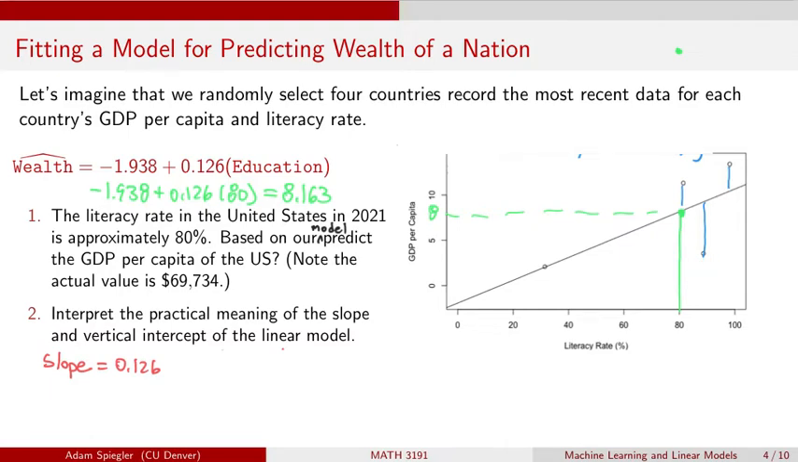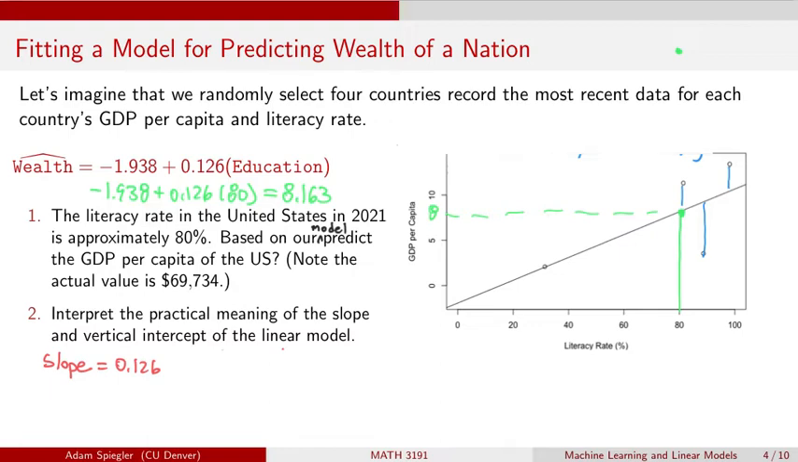So for example, here's a country whose literacy rate was 80%, and their GDP per capita was actually more than this country over here, whose literacy rate was a little bit bigger. So we're not saying that it's always a positive relationship, but overall, on average, as the literacy rate goes up, we're seeing that the wealth, the GDP per capita, also tends to go up.